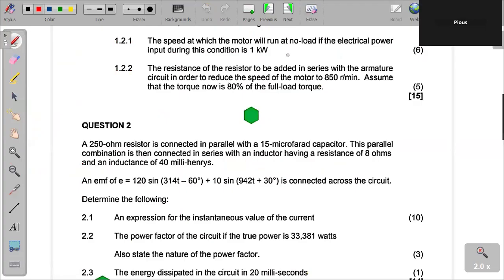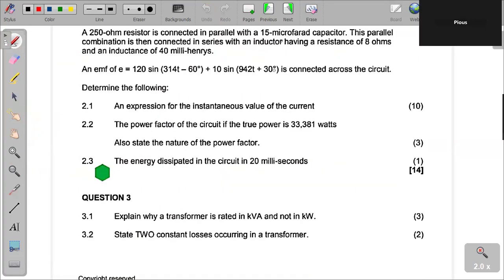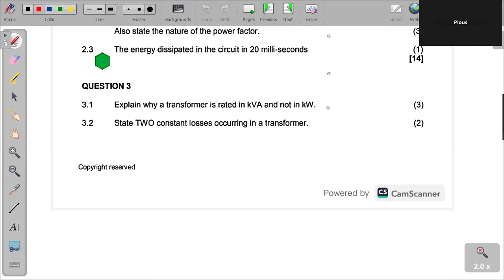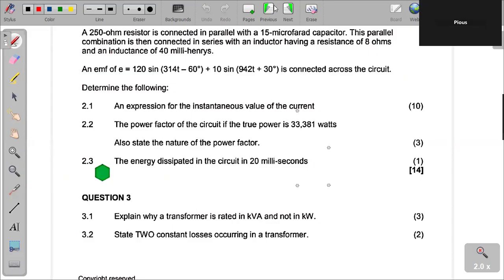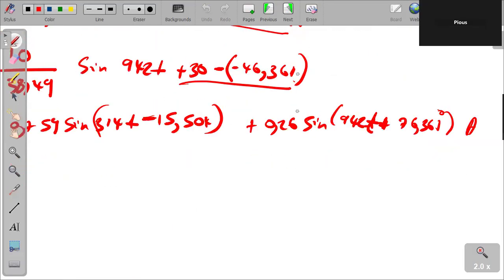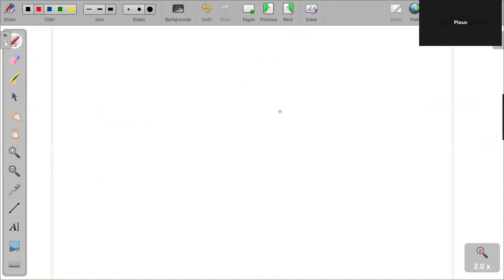Let's quickly go to the next. The next question is saying, calculate the power factor of the circuit if the true power is 33.381. That's our next question there, that's 2.2. So in calculating it, we would want the ERMS and the IRMS. So let's start from there. I'll just erase my screen here. So 2.2.